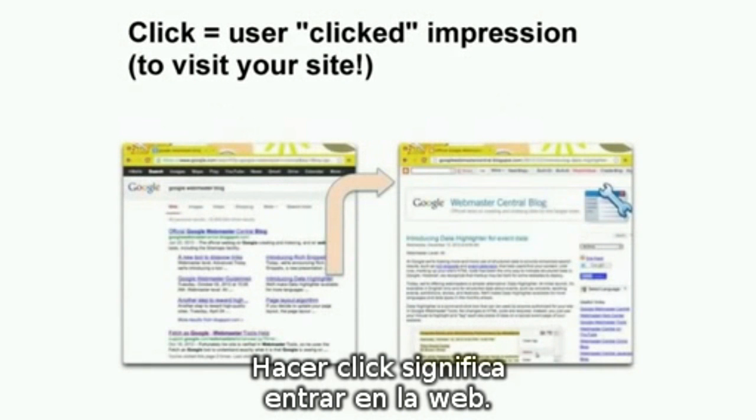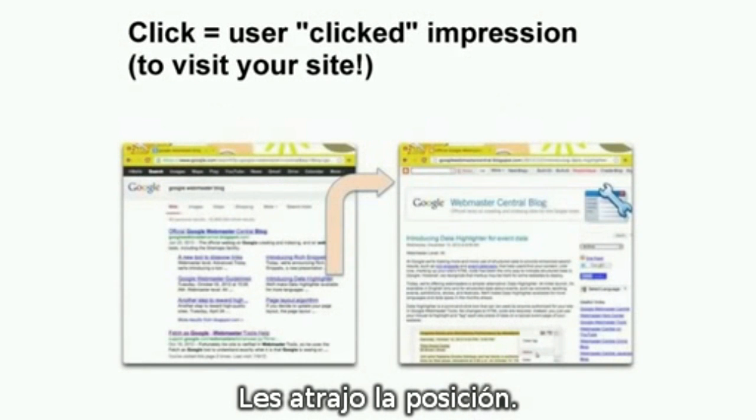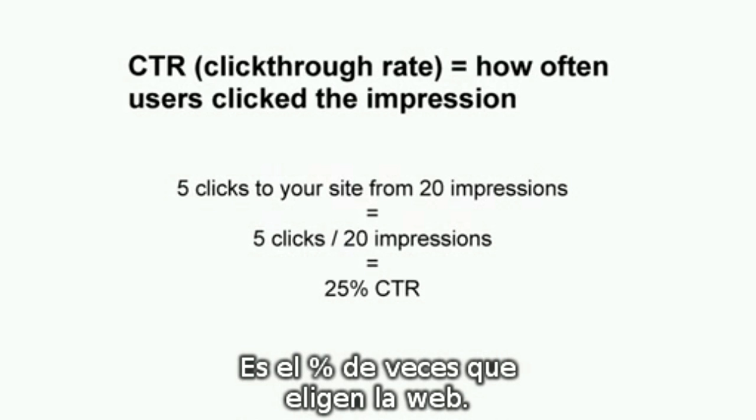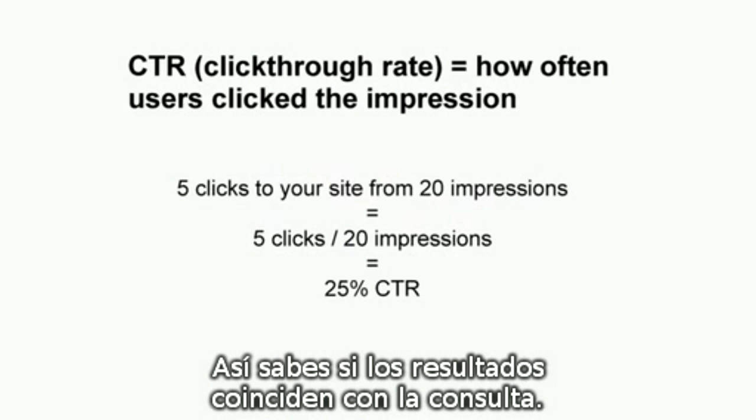Click means that the user selected the result. They must have found the display enticing. CTR stands for click-through rate. It's the percentage that the site's page was selected in results. This provides some insight to how well the results display match the query and the user's intent.